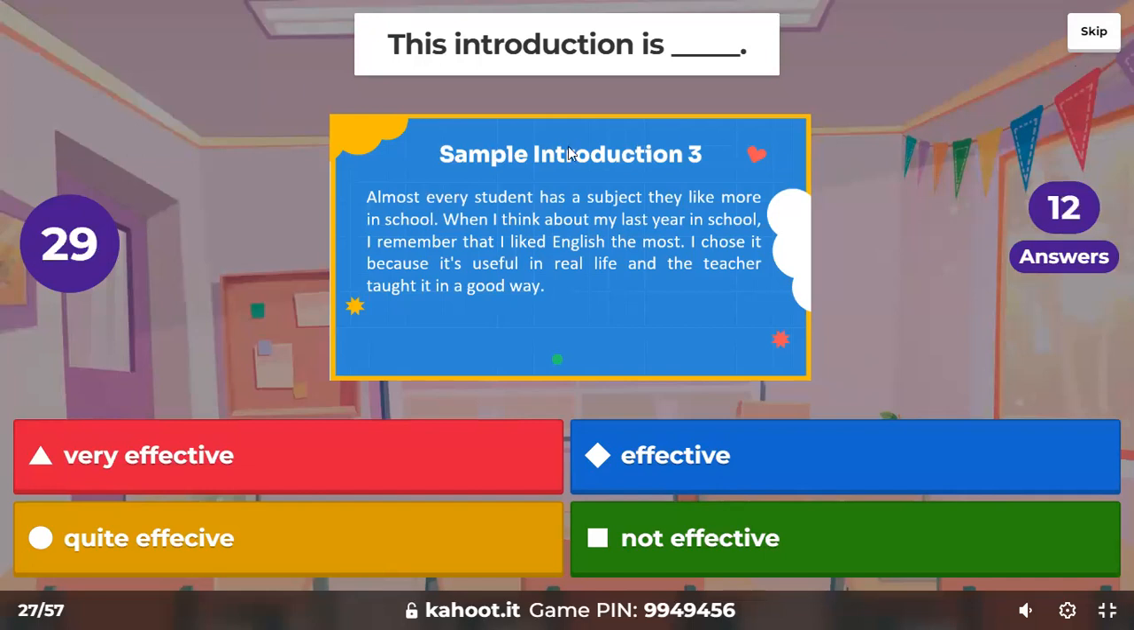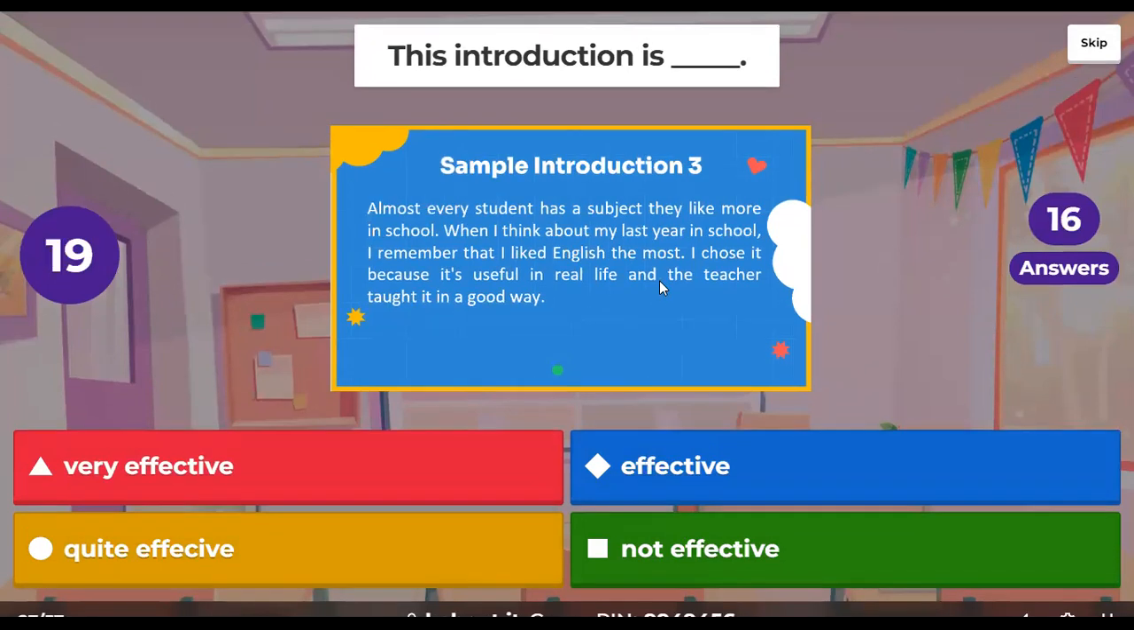Now this introduction: is it very effective, quite effective, or not effective? I have some answers here. Yasmin said not effective. Okay, you have to tell me why.